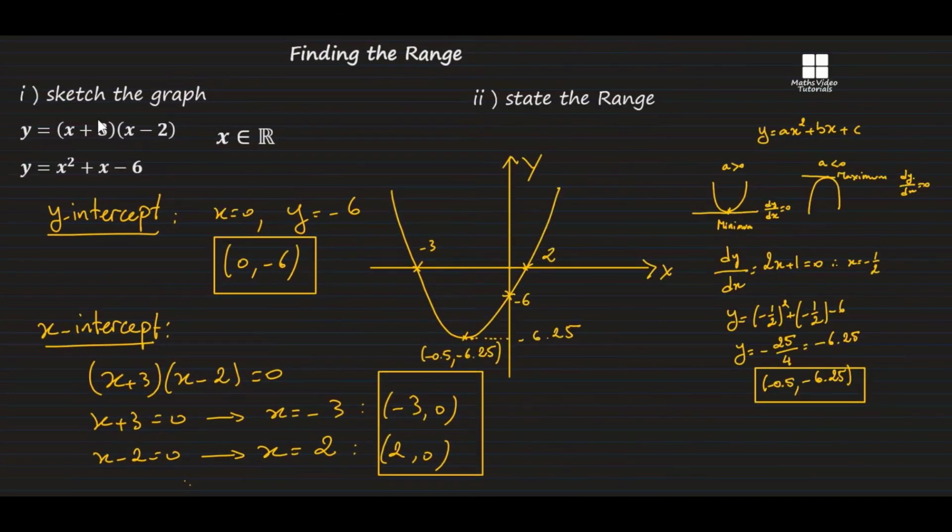Now that we have completed sketching the graph for the quadratic, let's take a look at the range. Graphically, you can see it is very easy to deduce the range of the function, or any function. For our function, you can see the lowest value is -6.25. So we can say that the y-coordinates, or the range, are greater than or equal to -6.25.